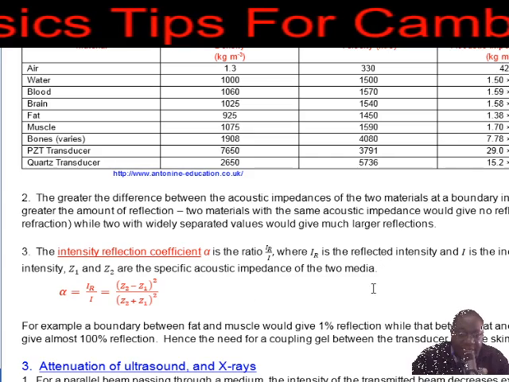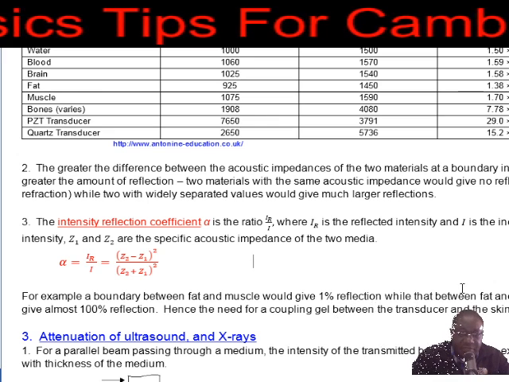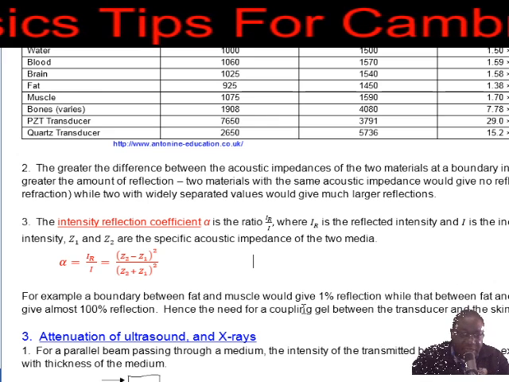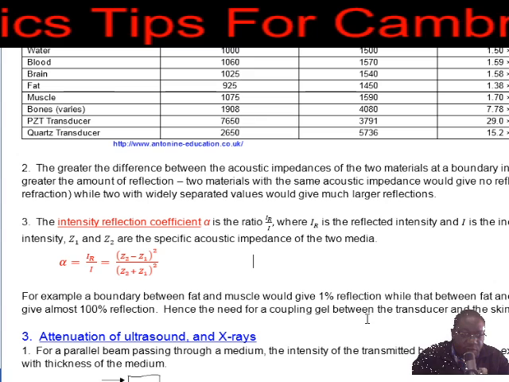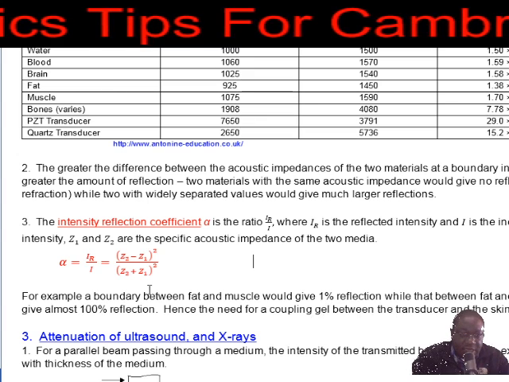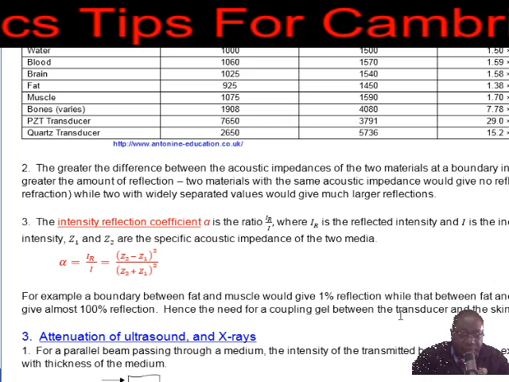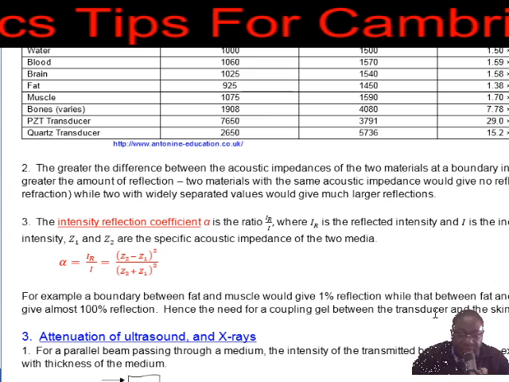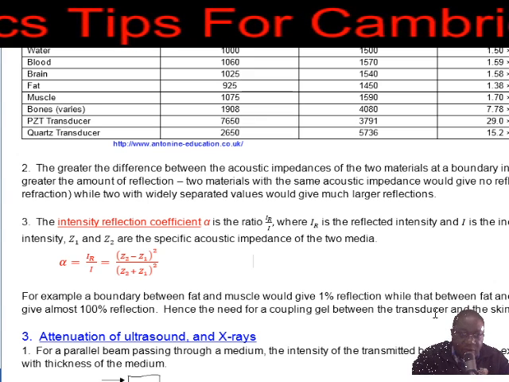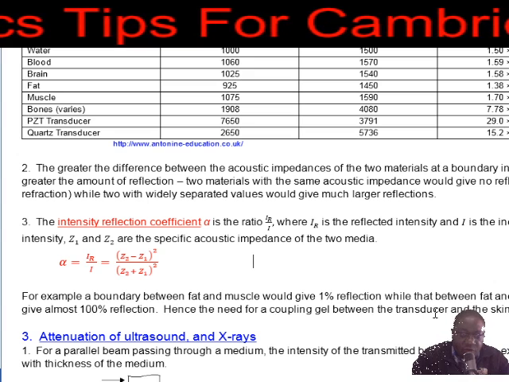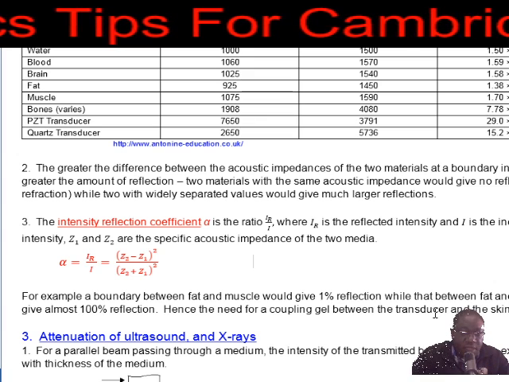So we need what is called a coupling medium. A coupling medium in this case would be a gel. A coupling gel is used between the transducer and the skin so that we increase the transmission and reduce the reflection. So that is why when someone undergoes ultrasound, they need to be anointed with this coupling gel before they switch on the transducer.